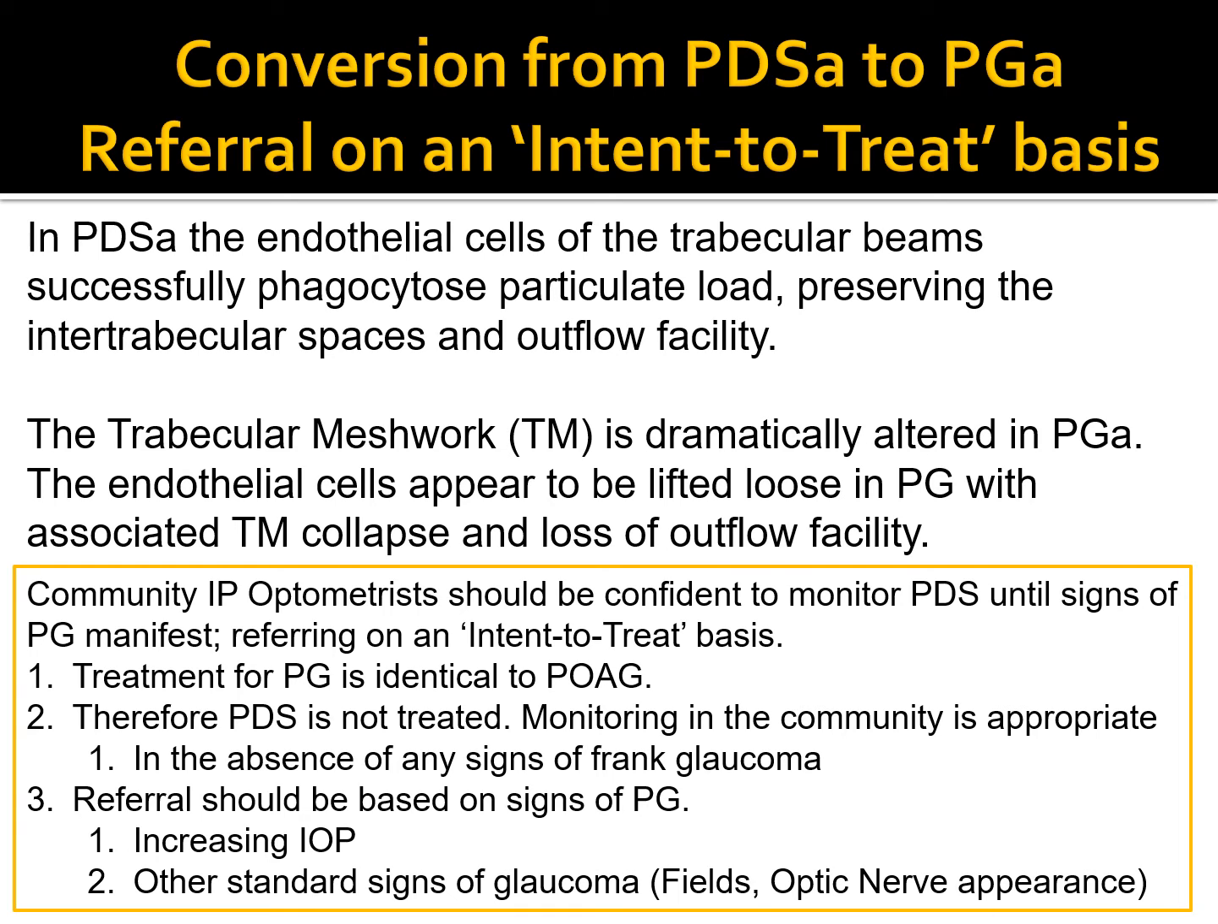So monitoring in the community is totally appropriate in the absence of any signs of frank glaucoma. And so referrals should be based on signs of PG, and that's generally increasing IOP. So if the pressure's always been 15 and it starts creeping up and it gets up to 20 or whatever, you're thinking, well, actually there's a bit of a change. And obviously if there's frank signs of glaucoma like fields and optic nerve appearances, then obviously they're going to go anyway, aren't they? But certainly PDS, perfectly happy monitoring that, unless there's signs of glaucoma.